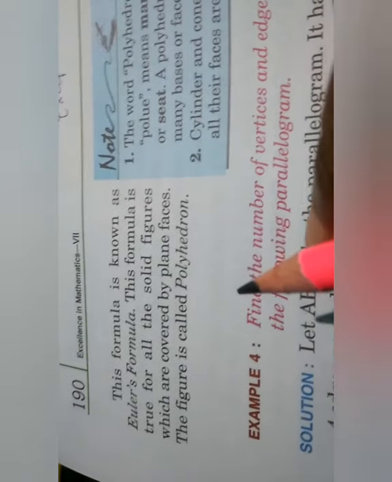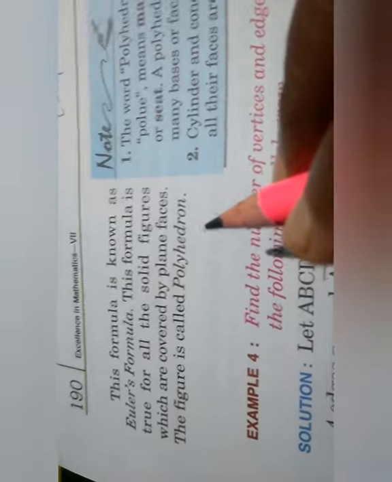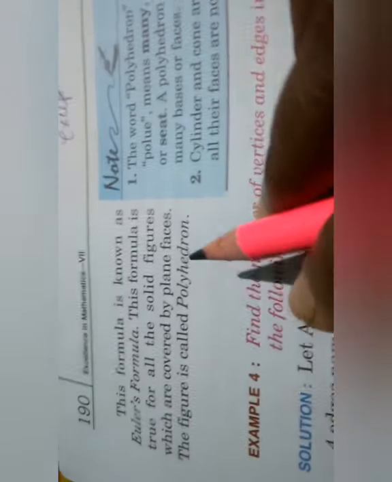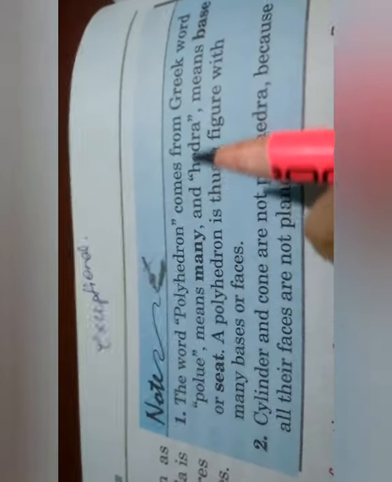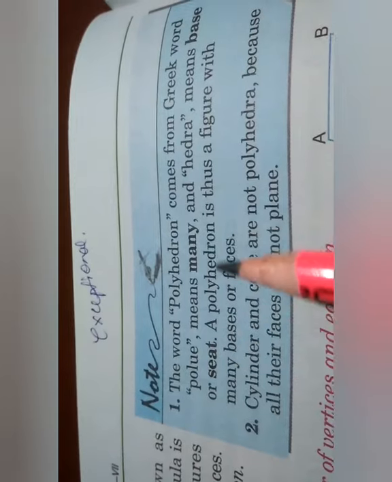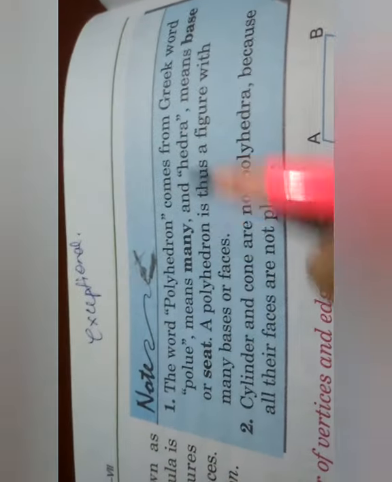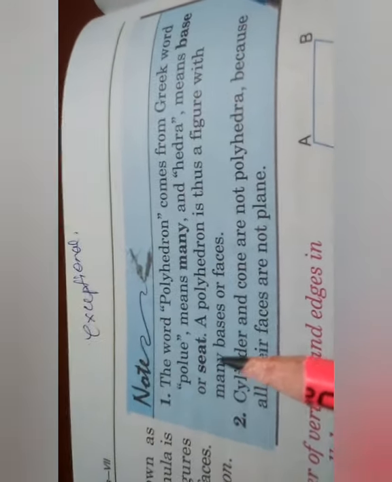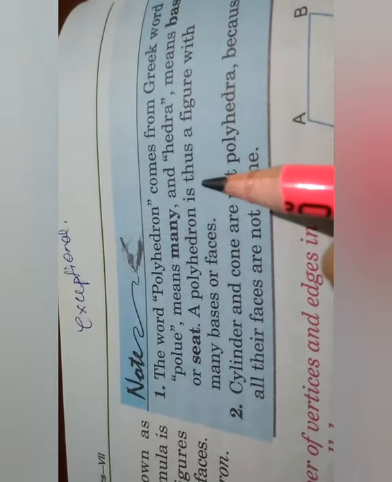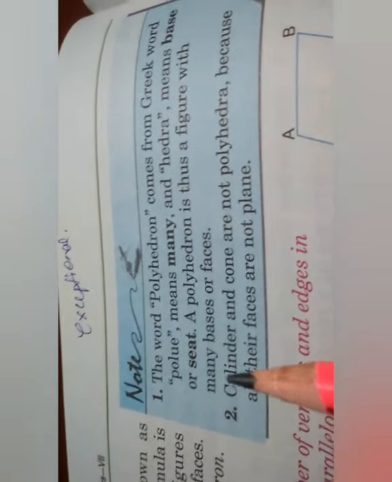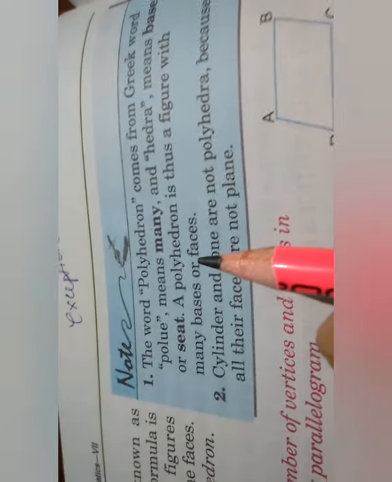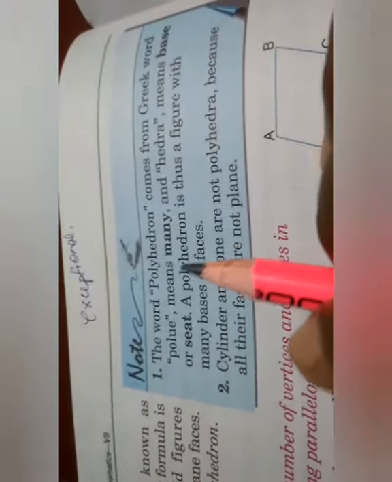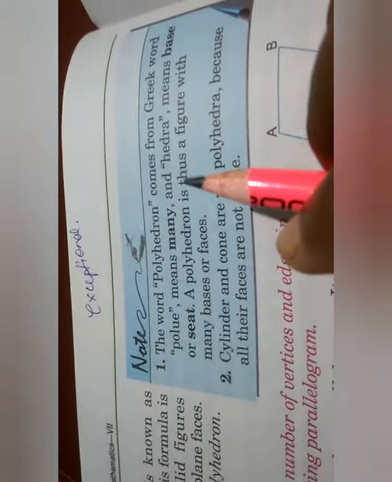This formula is true for all the solid figures which are covered by plane faces, and this type of figure is called a polyhedron. The word polyhedron comes from the Greek word poly, meaning many, and hedra meaning base or seat. A polyhedron is thus a figure of many bases, and Euler's formula is verified for these polyhedron figures.